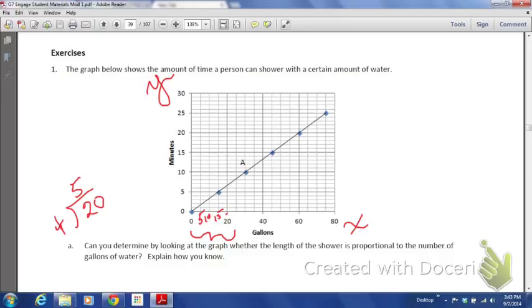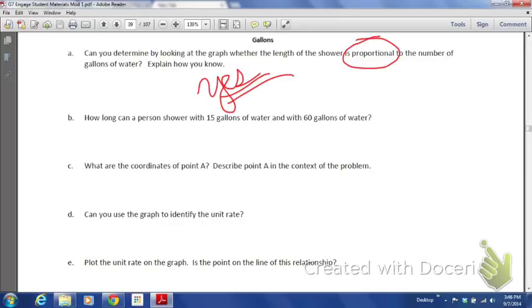So we can find 15 now that we've determined where it lies. Again, the question was how long can a person shower with 15 gallons of water? If we look up from there, we notice this is a point on the graph where the gallons equals 15 and the minutes equals 5. So the answer for 15 gallons would be 5 minutes.